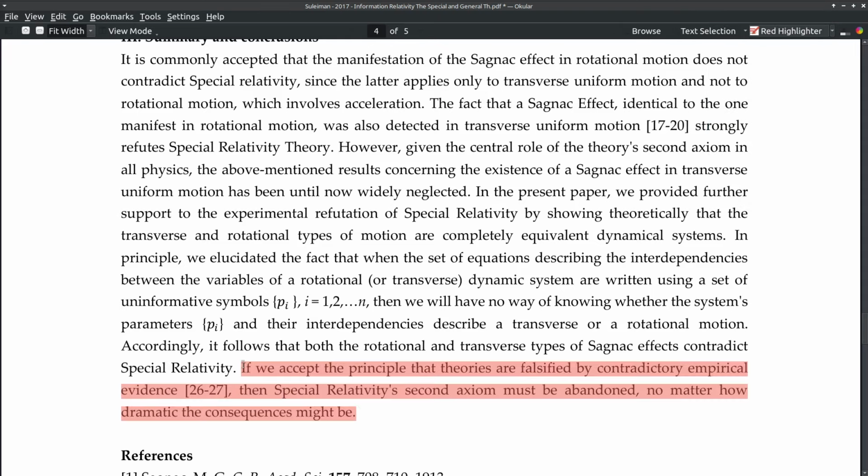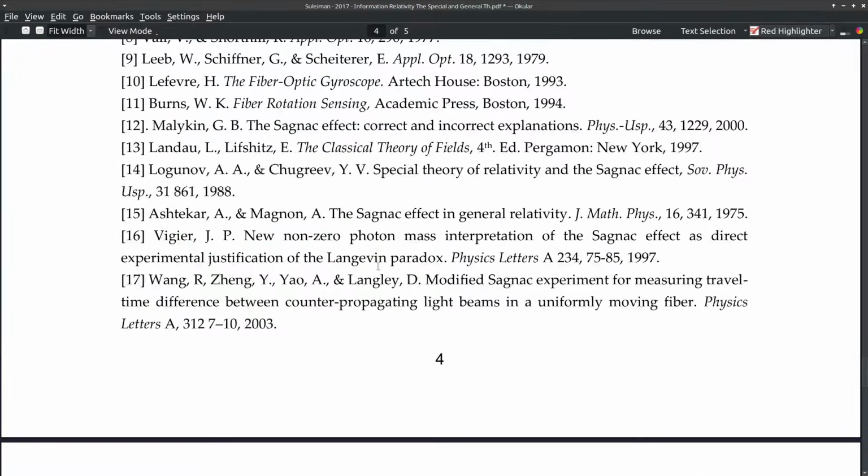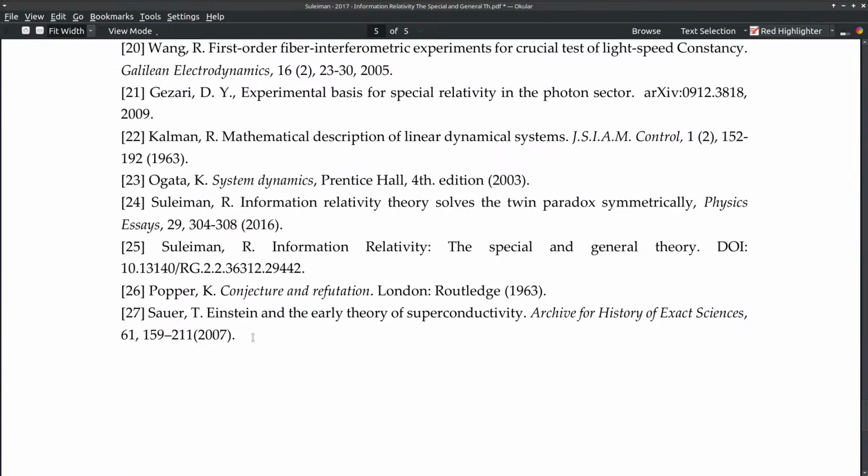All right, so heads up, boys. The consequences of abandoning special relativity is that the Earth is stationary. So that's the stipulation.